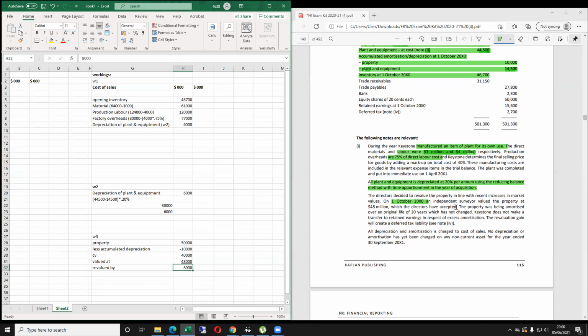Gain on revaluation, and let's see, property was being amortized over its useful life. So working 4, let me write working 4, which is amortization on revalued property.